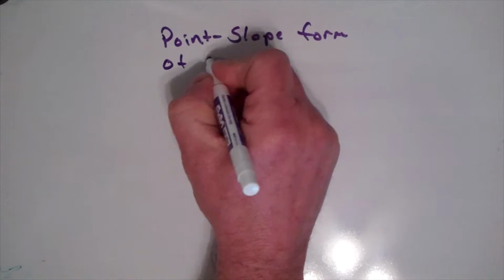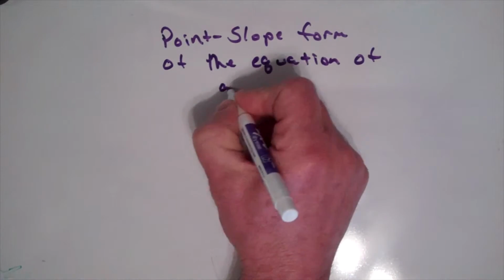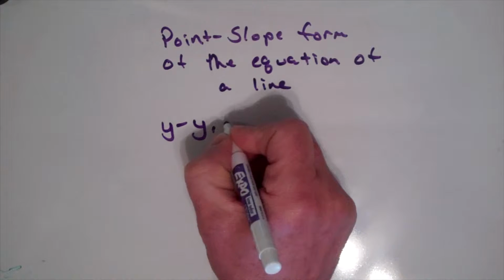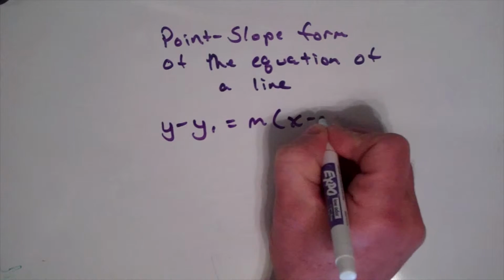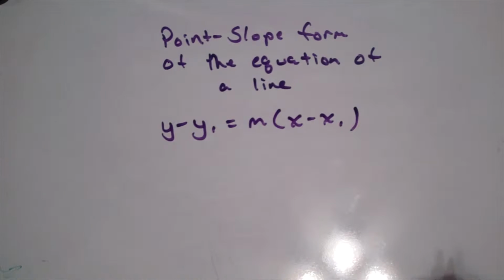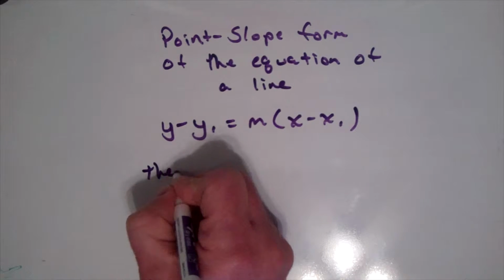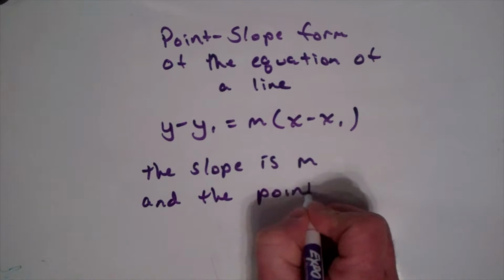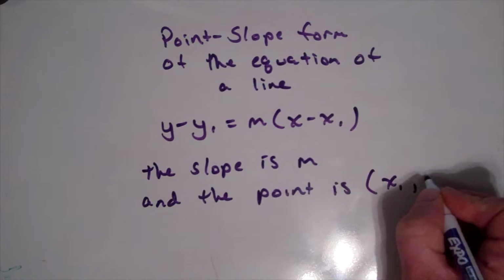Point-slope form of the equation of a line. The formula is y minus y1 equals m times x minus x1. The slope is m and the point is x1, y1.